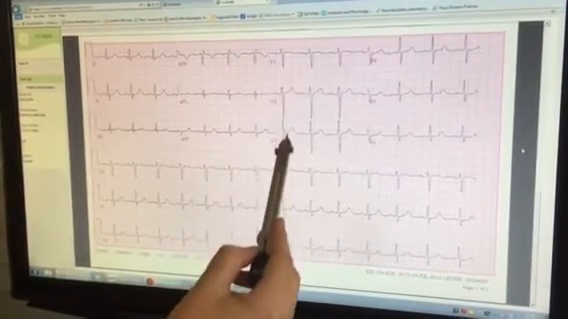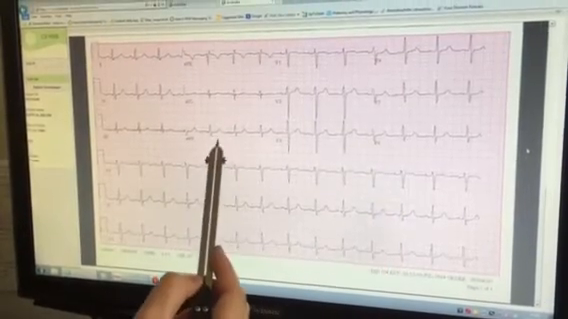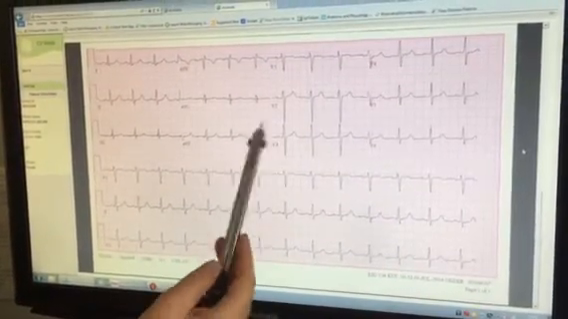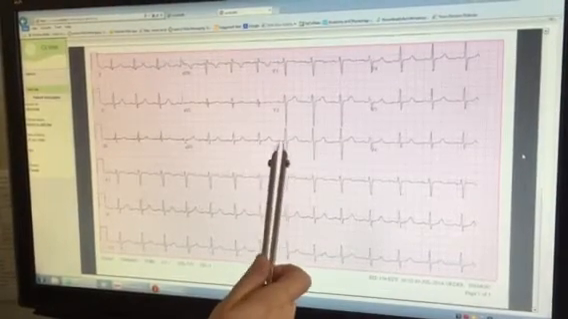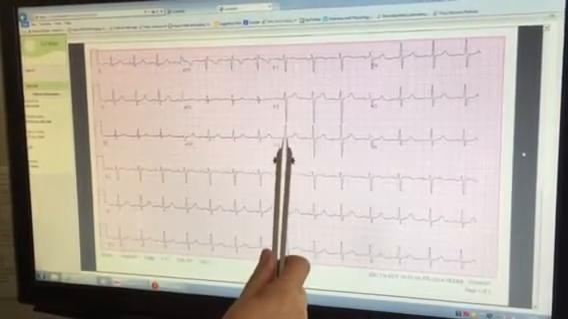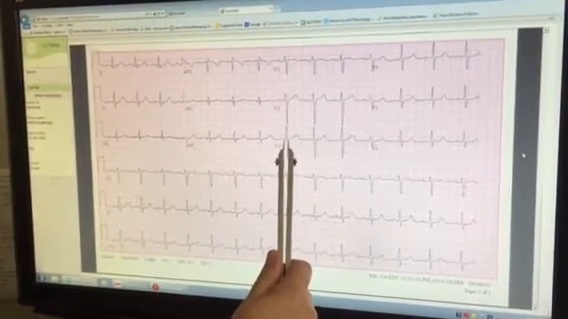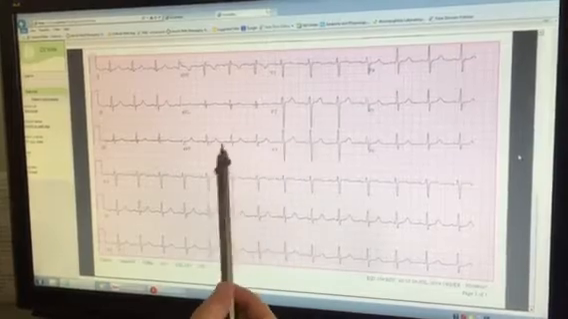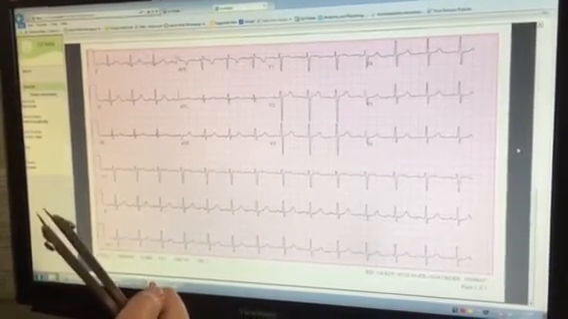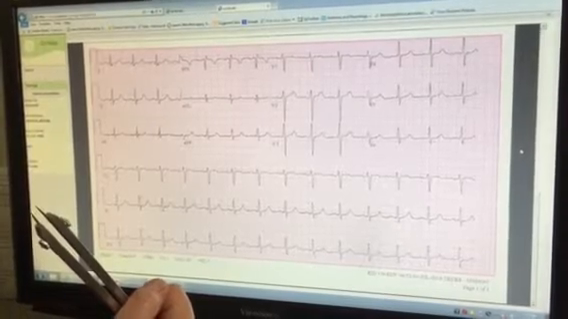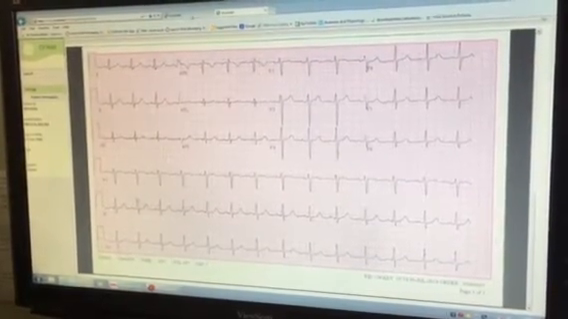So you notice the T waves are all upright in all the leads there. And additionally, you want to look at your QRS complex and make sure it's not widened and abnormal. So that's basically what we want to look at there for a normal EKG.